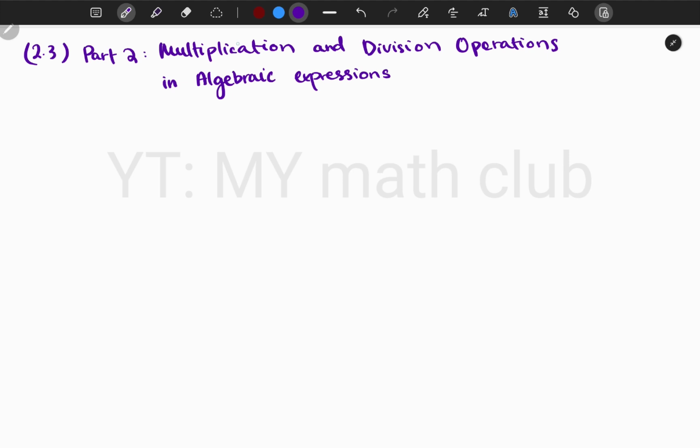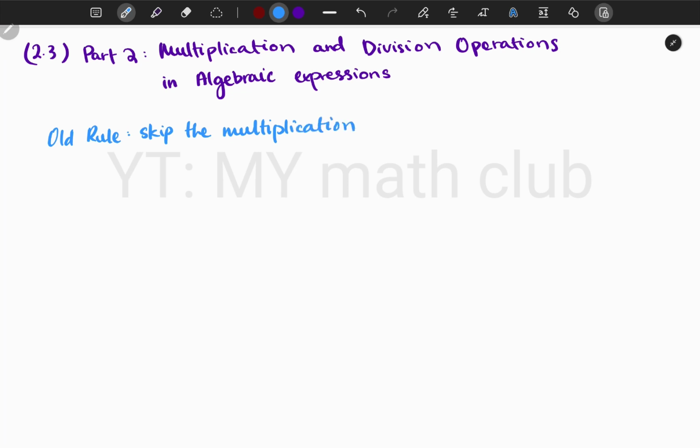In the previous video, we learned that we can add and subtract like terms in an algebraic expression to simplify them. And so in today's lesson, we will be discussing everything related to multiplication and division operations in our mathematical expressions.